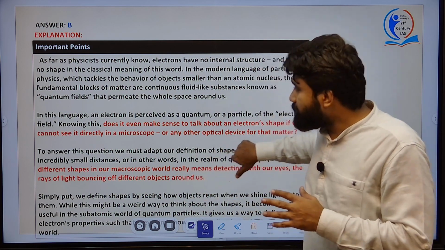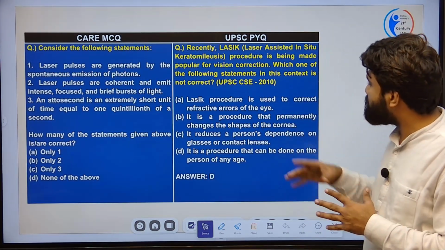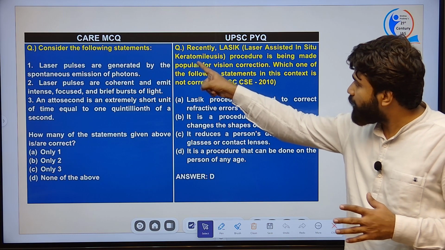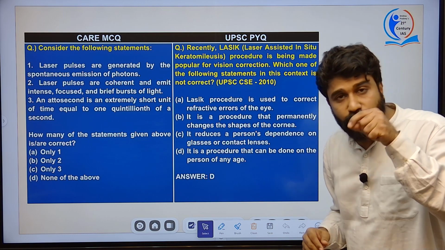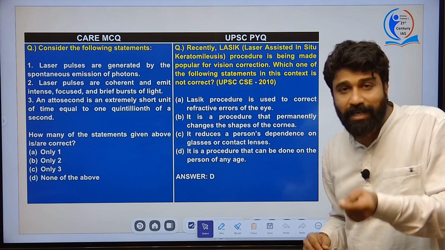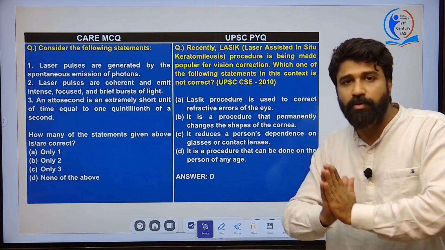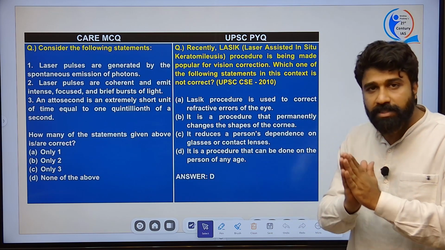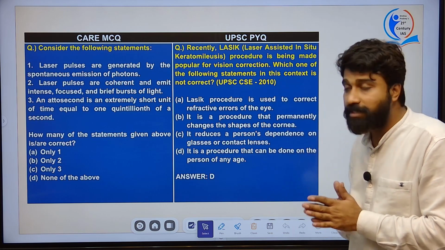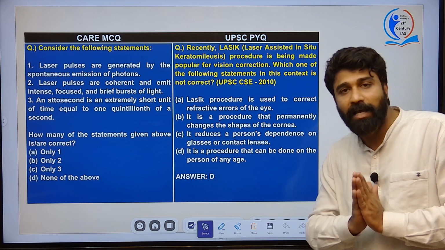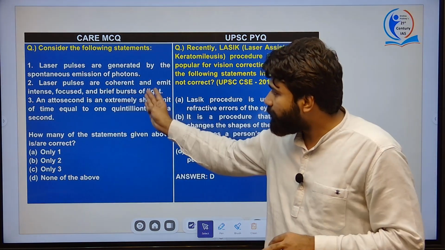and this basic understanding will help you to answer this kind of questions, because previously they have asked about laser assisted in situ keratomileusis. This kind of technical question was also asked by UPSC, but it is fundamental in nature. Your fundamental understanding of basic science is also important to understand the current happenings, which is asked by UPSC, like the Higgs boson particle in 2018 mains, and also in the preliminary examination UPSC 2010 has asked this kind of fundamental questions, right. Laser pulses are coherent, emit intense focus, right.